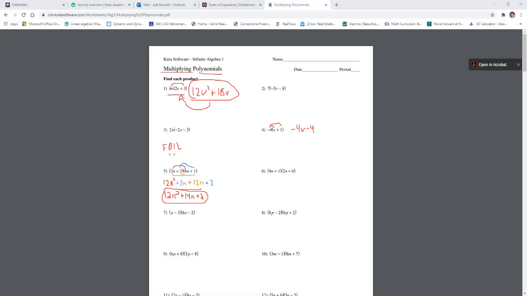Now let's take a look at problem number 6. Same thing, right? FOIL. And again, here we go. The first terms, I'm going to multiply 4n times 2n, which is going to be 8n squared. And if I switch and do the outside terms, that's going to be 6 times 4n, which is 24n, positive 24n.